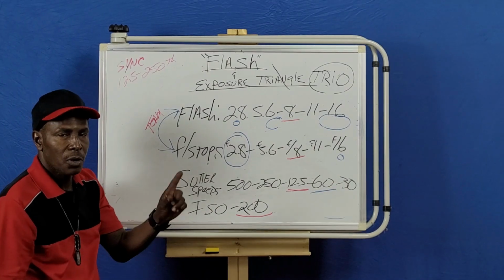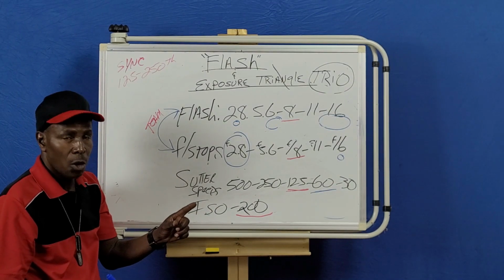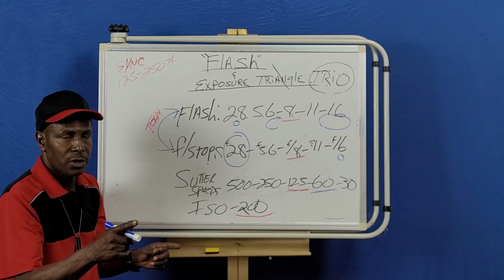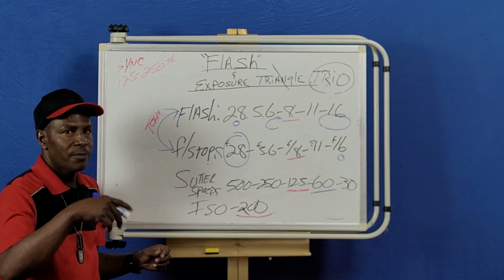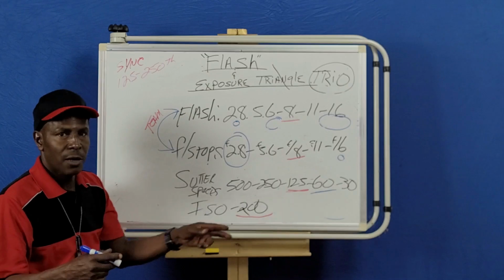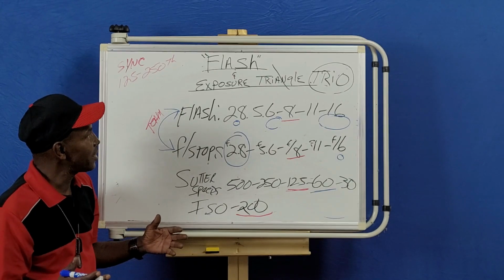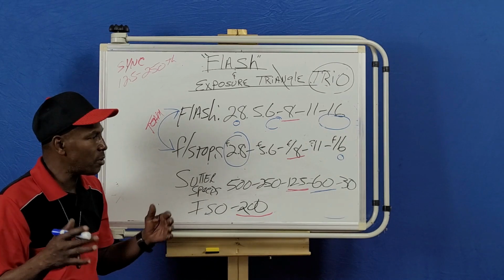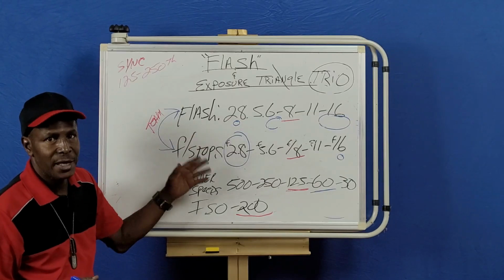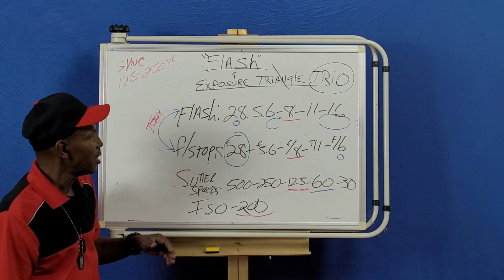You let in one stop more light on one, you have to close down one stop less light on the other. If you open up 3 stops on one, you have to close down 3 stops on the other. Now, that's just a rule of thumb, and that's the equivalent exposure. Now, you don't have to do that, because once you understand the rules, then you could break the rules.